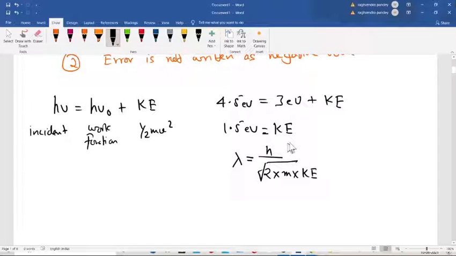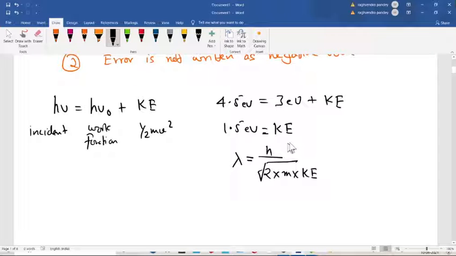Now we want the error in the wavelength. So momentum p: you know that lambda is equal to h upon m v, or we can write h upon p also. So p we can write as h upon lambda.